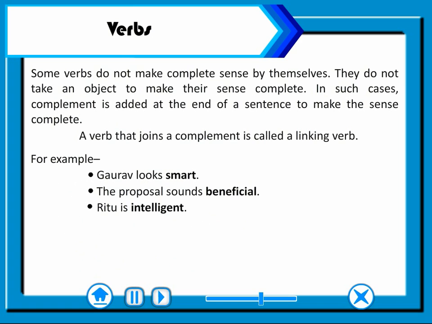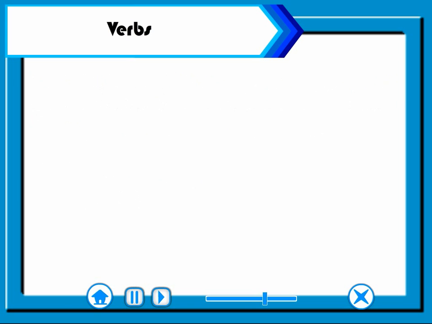Linking verbs. Some verbs do not make complete sense by themselves. They do not take an object to make their sense complete. In such cases, a complement is added at the end of the sentence to make the sense complete. A verb that joins a complement is called a linking verb. For example, Gaurav looks smart. The proposal sounds beneficial. Ritu is intelligent.